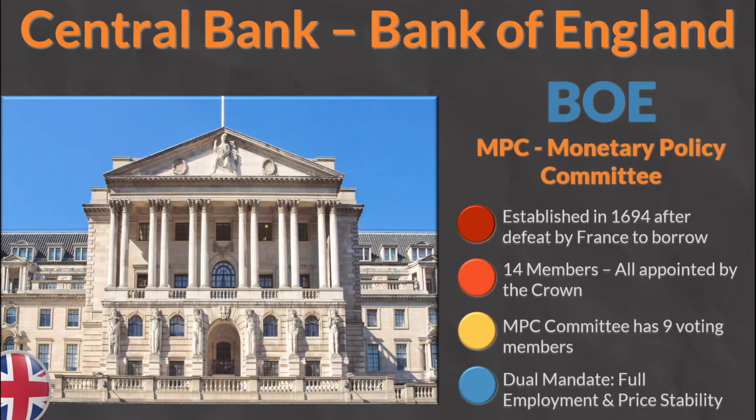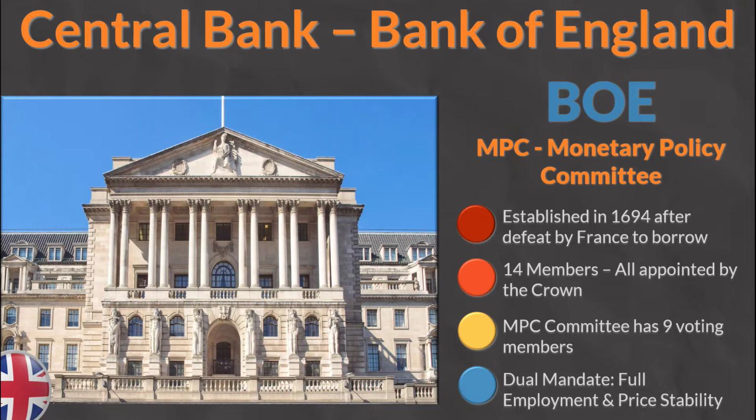Now, the Bank of England has lots of branches, but the one that we're really concerned about is the MPC, or the Monetary Policy Committee. This is the group that decides all the monetary policy for the UK. There are 14 members on the MPC, and all are appointed by the Crown. Now, pretty much everything else in the UK is voted on in a democracy or appointed, but this one is still appointed by the Crown.